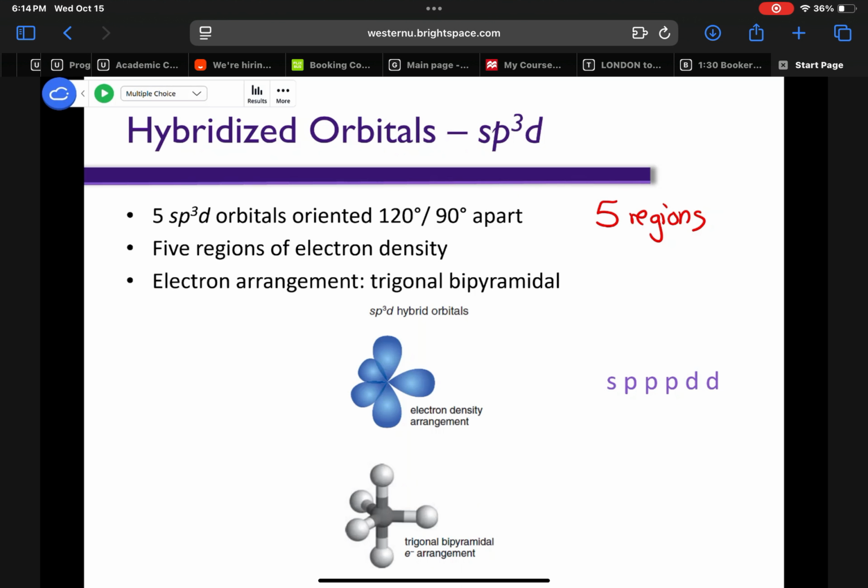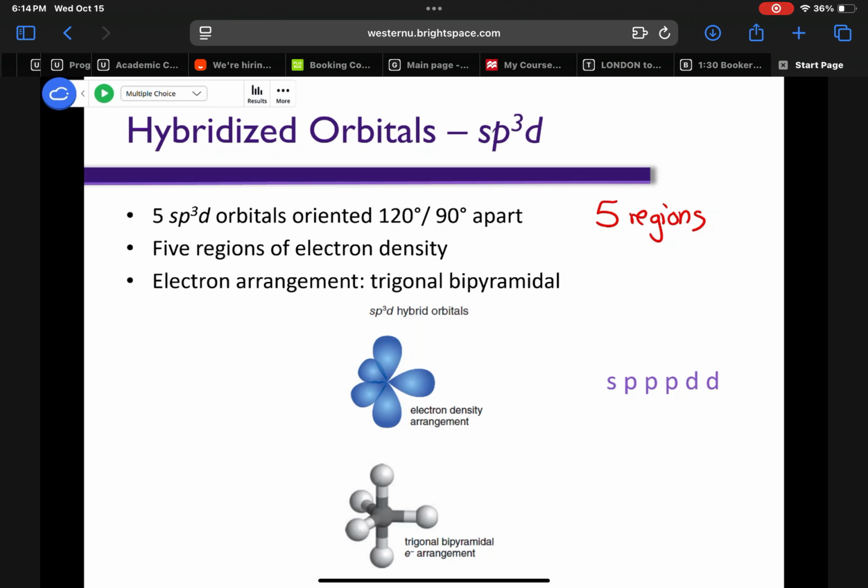And to get 5 regions as far apart from one another as possible, that is my trigonal bipyramidal shape. So I have an orbital going up and 1 going down, and then I have 3 going out in a trigonal planar arrangement.